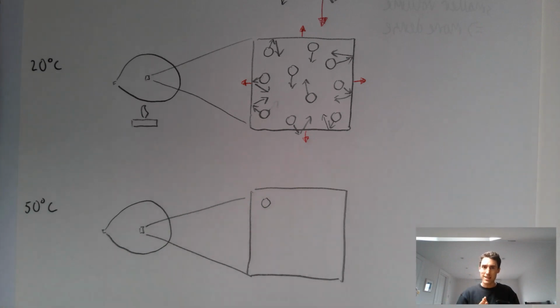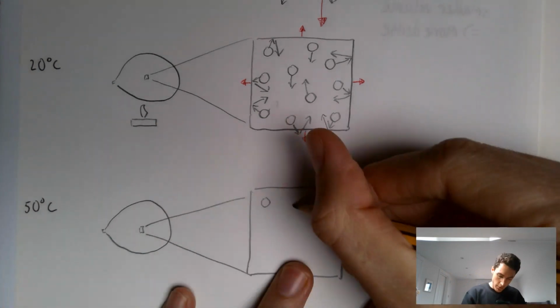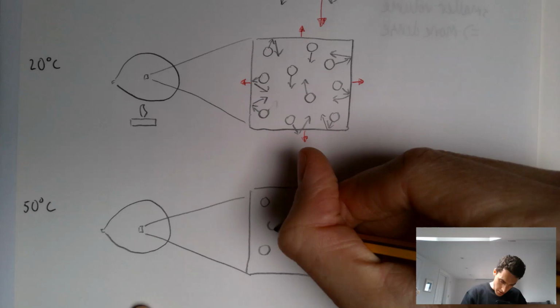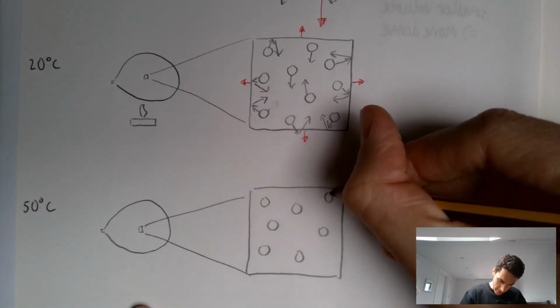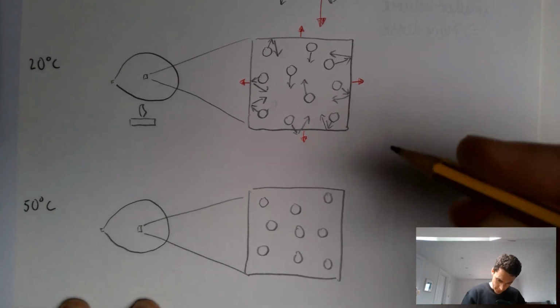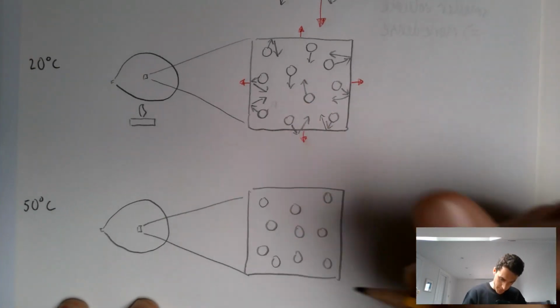The number of particles is exactly the same. No particles have left the balloon or entered the balloon. So you want to emphasize that there's going to be the same number of particles. Just 10 in this case. So how many have we got? 1, 2, 3, 4, 5, 6, 7, 8, 9, 10.